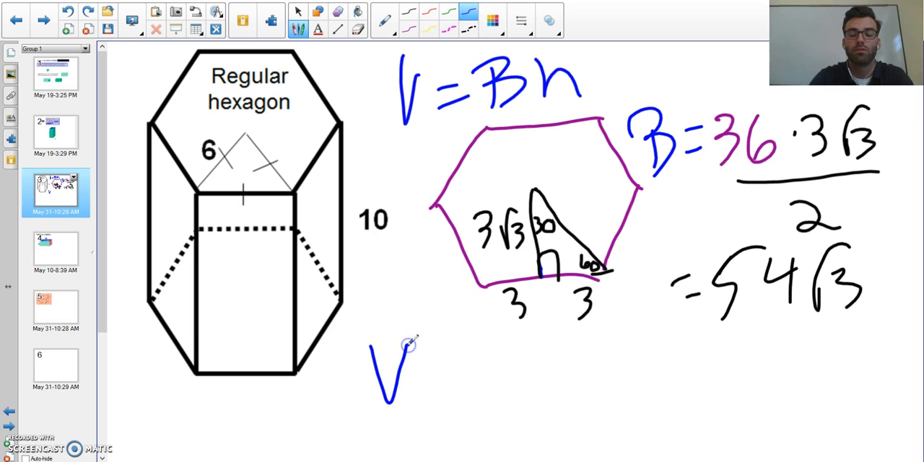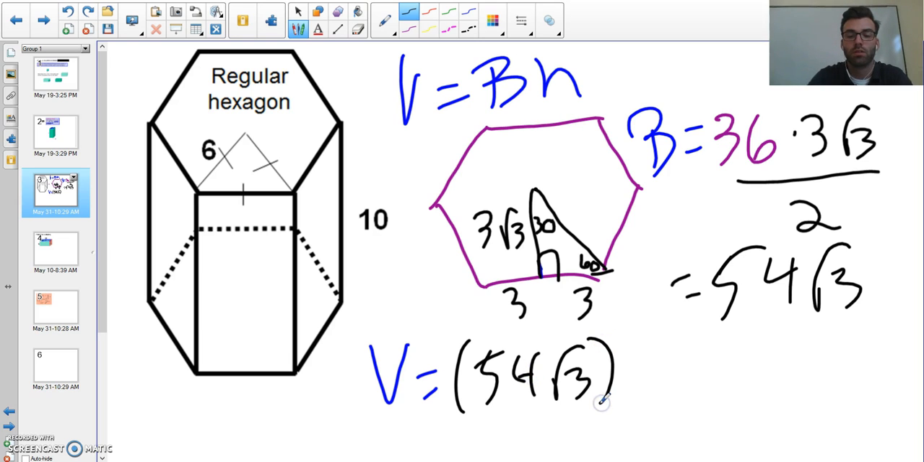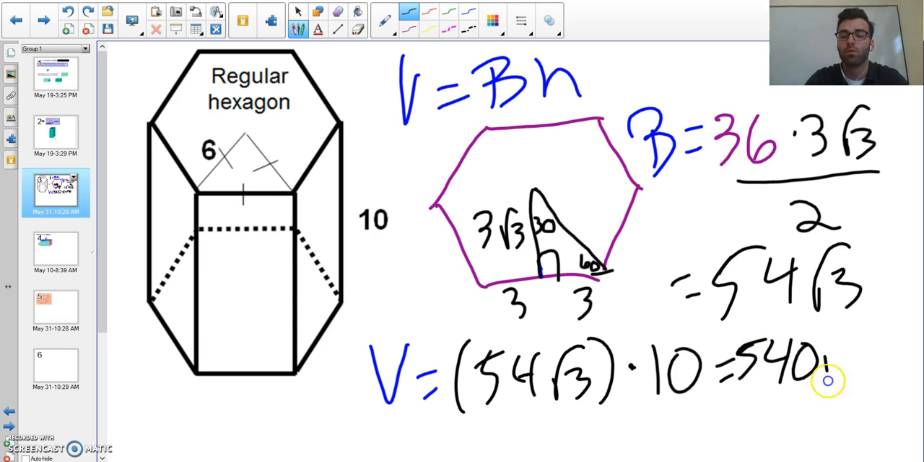So to find the volume of our shape, I'll take 54 radical 3, and I'll multiply it to my height, which is the number I haven't used yet, which is my 10. Remember, when multiplying numbers with radicals, I multiply the outside with what's on the outside and the inside with what's on the inside, so my answer would be 540 radical 3. And volume is in cubic units, so we write units cubed.